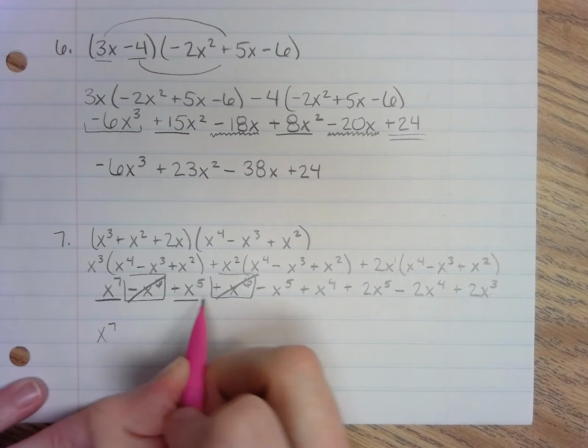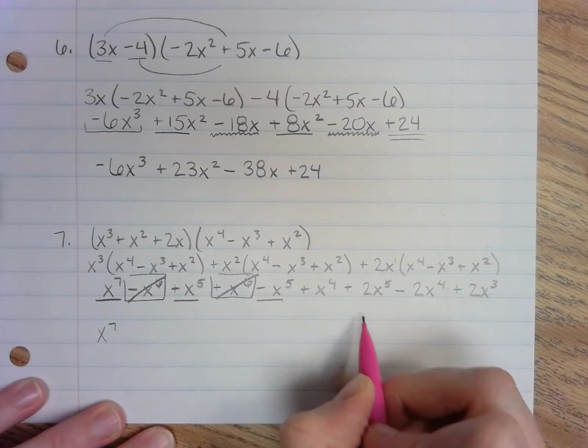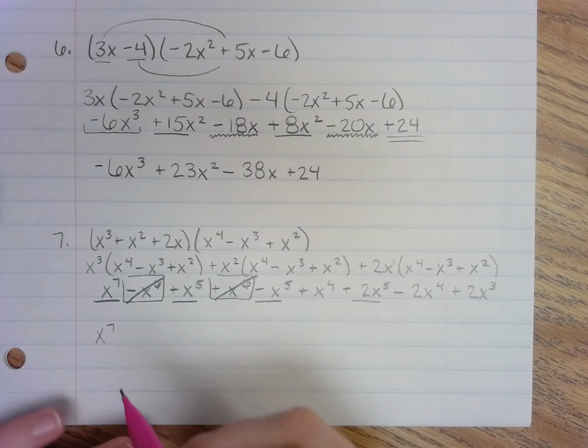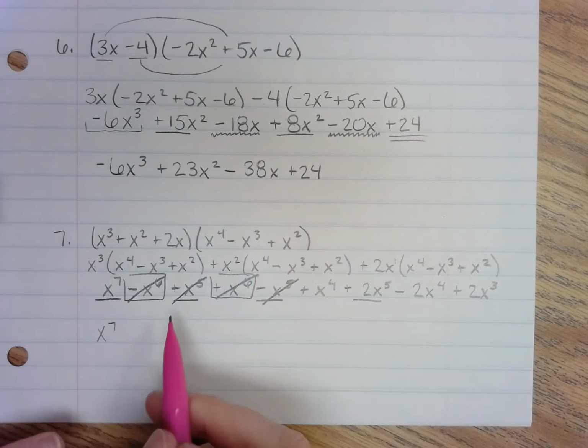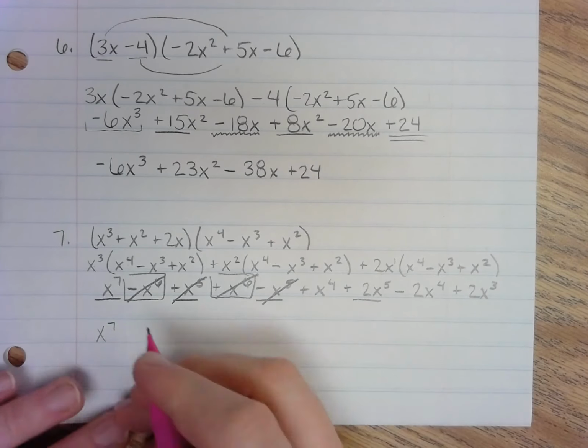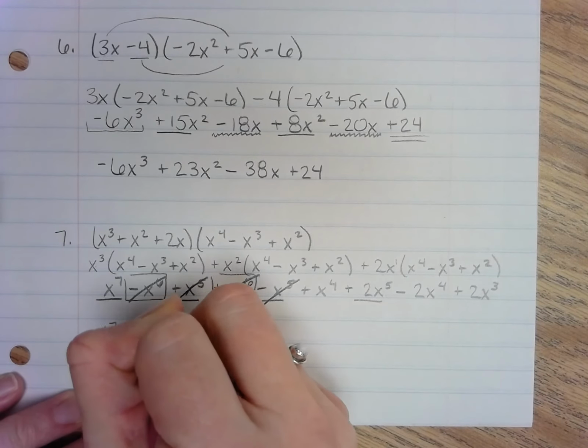Here we have an x to the 5th, a negative x to the 5th, but then we also add 2x to the 5th. So here the negative and positive x to the 5th cancel one another out, but then we still need to add 2x to the 5th, so that's going to be in our final answer.